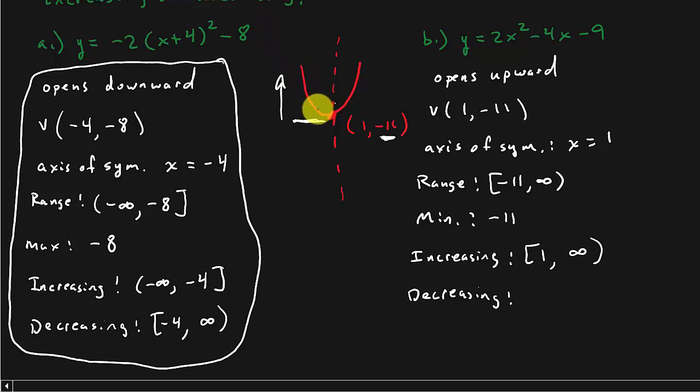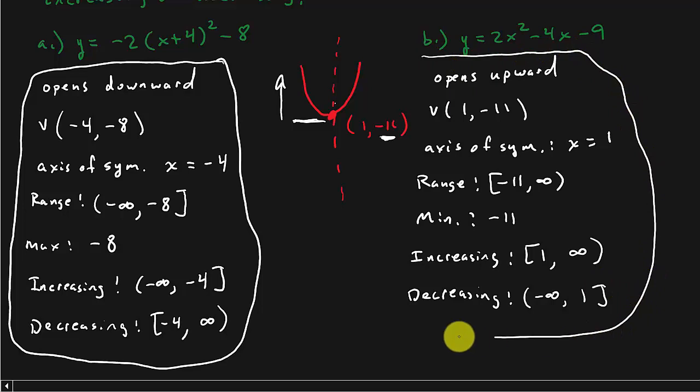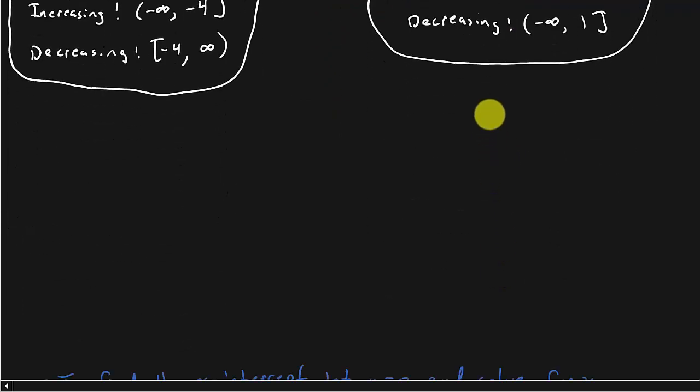And then decreasing, well, this thing is decreasing, decreasing, decreasing. Now, where does it start decreasing? Well, not only is it going up here forever, it's also going to the left. So it starts decreasing out here at negative infinity. And it's decreasing, decreasing, decreasing, and then it stops decreasing here at x equal 1. And so this is what they're asking for in this problem. All right.